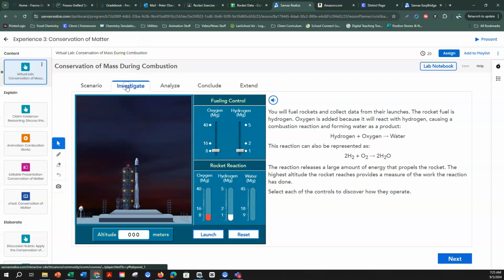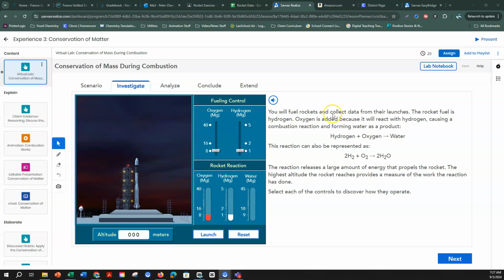So moving on to the Investigate tab, we're going to see our launch feature here. Alright, so we have our rocket launch pad, altitude in meters, so obviously we're at 0 because nothing's happened. And so here's our fuel control. We have oxygen in milligrams. We're going to go 3 different levels, 8, 16, and 40. We have hydrogen in milligrams, 1, 2, and 5. So we have ratios of 8 to 1, 16 to 2, 40 to 5. And then the reaction, after these have combined for a combustion, we're going to find and see what the levels are after combustion, and then see what the product is after combustion.